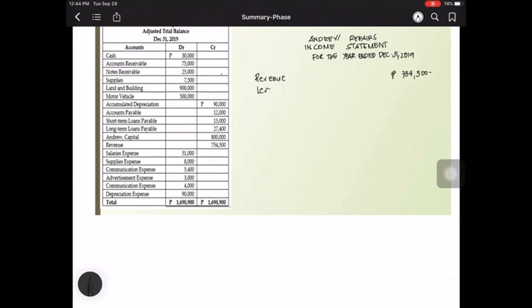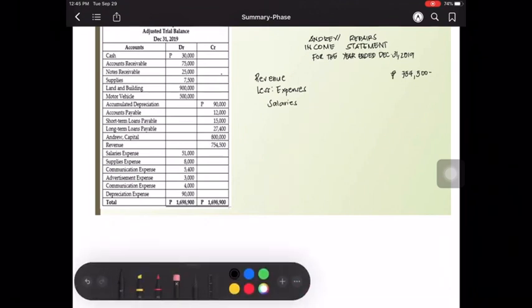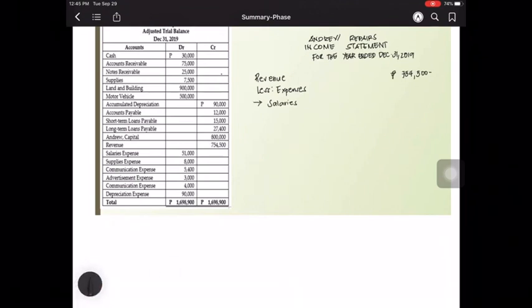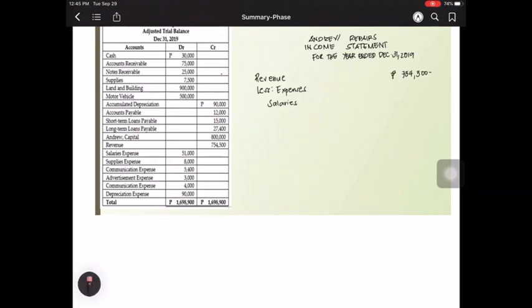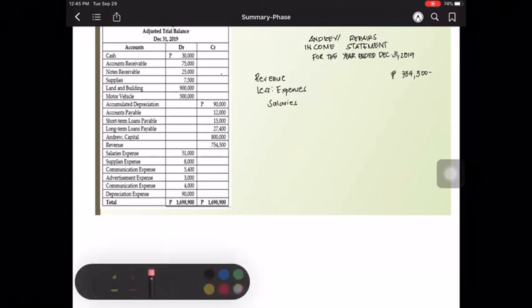After computing for the revenue, the next thing that we have to do now is of course deduct the total expenses that were incurred by Andrew Repairs. So what are the expenses again? We have your salaries expense. Do not forget to put an indention here. It is very important so that your report would be easy to understand and be interpreted. So salaries expense.